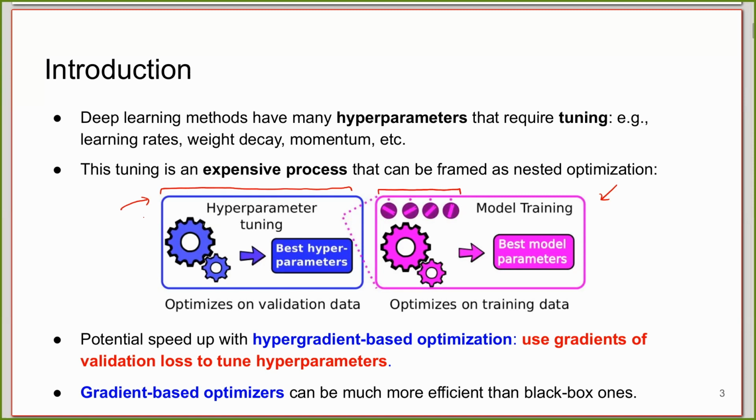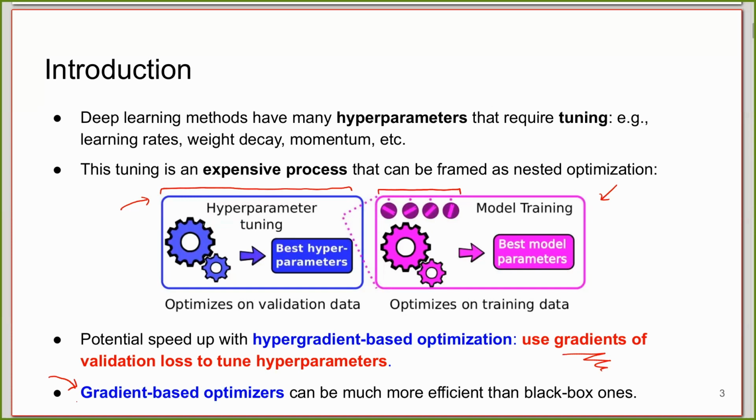How could you do this? One way is to use gradient-based optimization. Gradients can give you a lot of information about how to tune your hyperparameters. Ideally, we would like to do that. By using gradients, we will be able to do things much faster than if you follow black box methods for hyperparameter tuning.